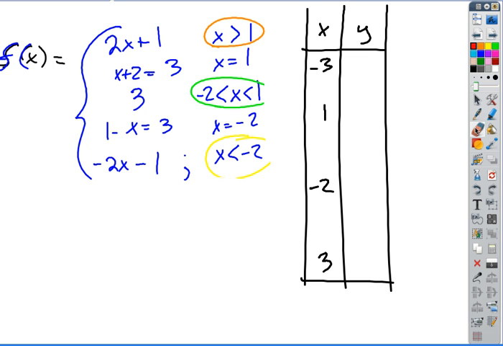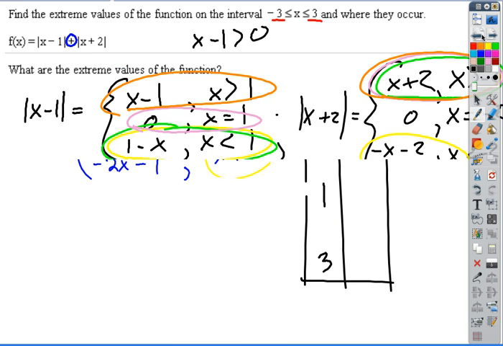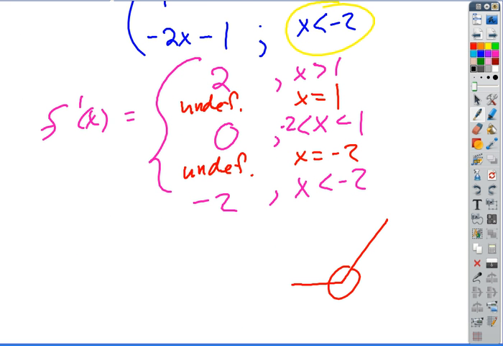Why do we take the derivatives and then just use those? Okay, now we just need to know what are the values of the function there. Why do we take the derivatives? Because the derivatives are what told us that these were critical numbers. We did all that to find the places where the derivative was undefined.